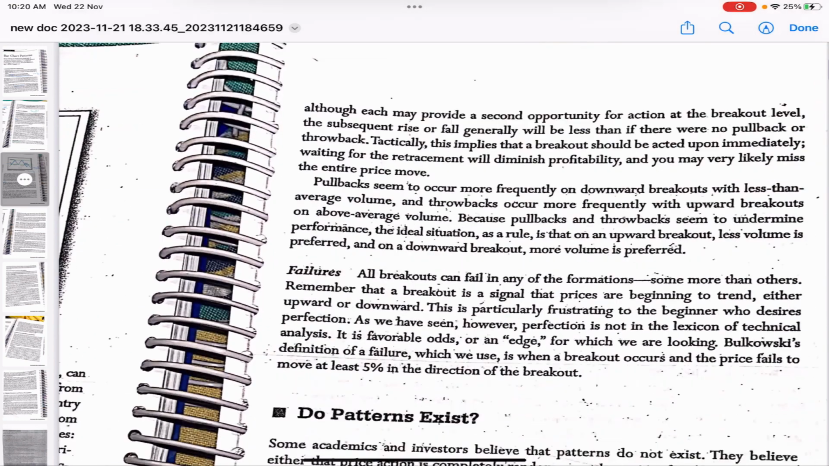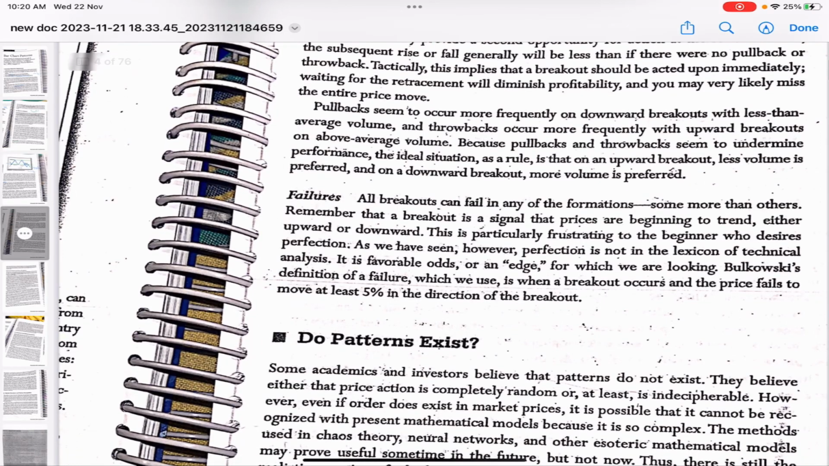Pullbacks and throwbacks I've already discussed. Failures. Breakouts can always fail. It's not necessary that a breakout will always sustain. Like we have discussed before, more and more people now know about technical analysis. Since more people know about it, there are chances that the technical analysis concepts which are very well known might not really work that well anymore. So that is failures. Breakouts can always fail, and that's the reason why you have to always confirm your breakout before entering into any trade.